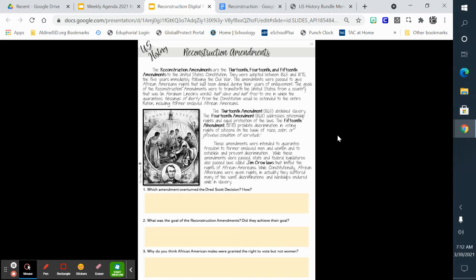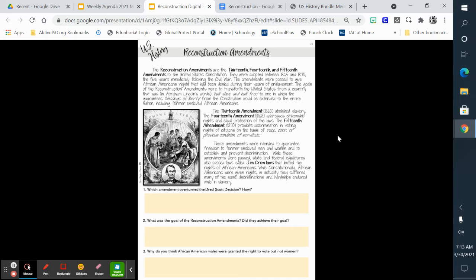So which amendment overturned the Dred Scott decision and how? Well, when we look back at the Dred Scott case again, we remember it had to deal with citizenship. So that would be the 14th Amendment. The 14th Amendment addressed citizenship rights and equal protection of laws to all formerly enslaved people. Because the law guaranteed that they were citizens, and in the Dred Scott case, they had declared that he was property, not a citizen.